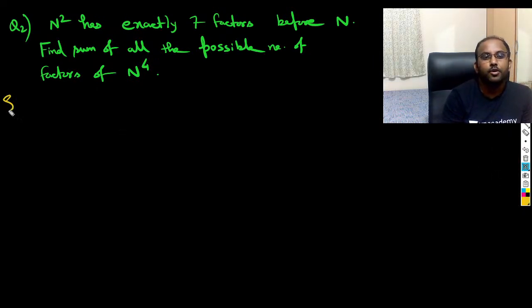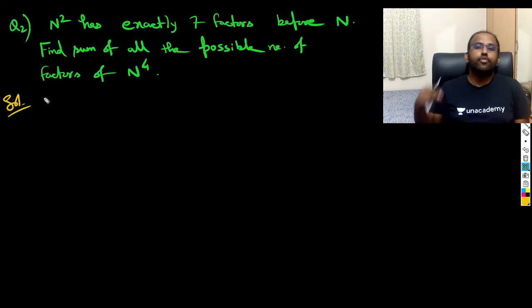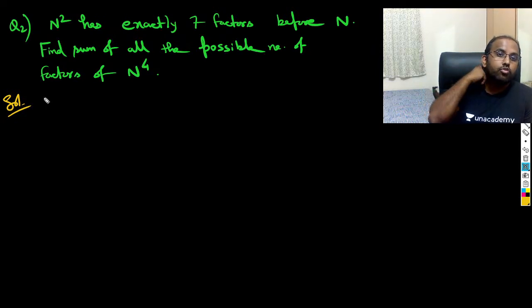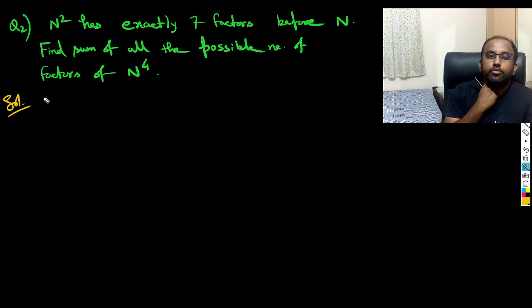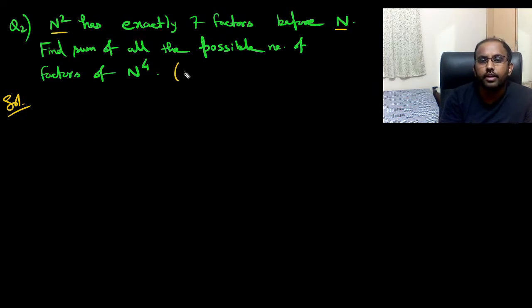Correct. Now this question says that n square has exactly 7 factors before n. So again, it will revise the concept of factors here. Find the sum of all the possible number of factors of n4. So we know this funda, right? If you just revise this factors rule. So let's say, for example, take an example of n. Obviously n is a natural number here, right?